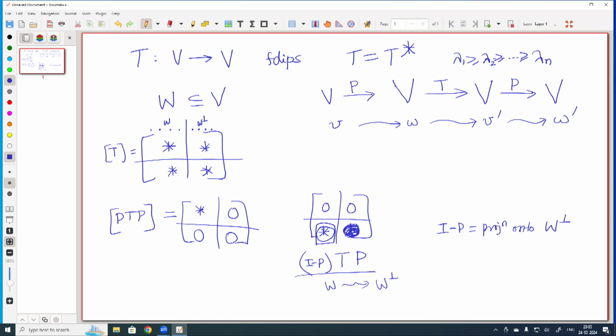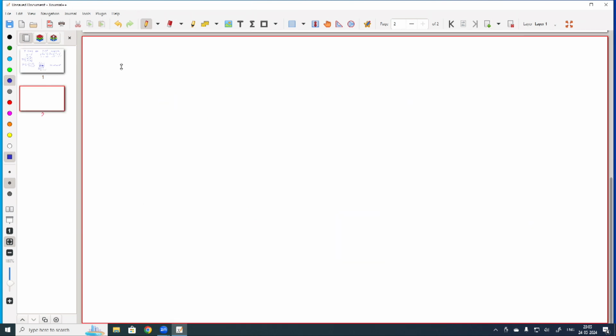So this compression, or truncation, has the following property that we mentioned last time, about its eigenvalues. So firstly, PTP continues to be self adjoint.